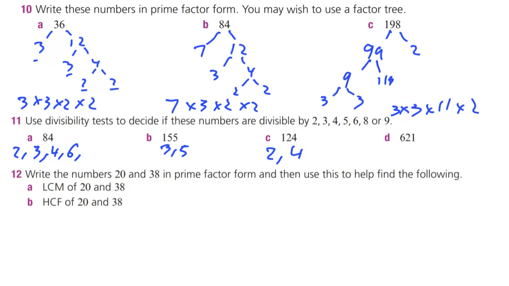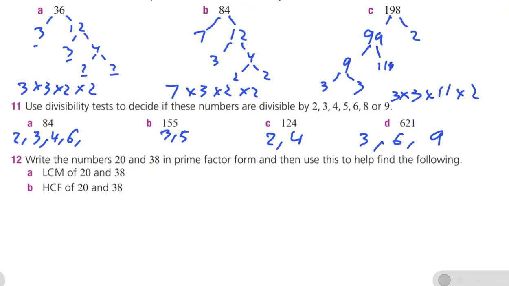6, 2, and 1 is 9, so it's going to be divisible by 9, which means it's also divisible by 3, which also means it's divisible by 6. It's not an even number, so it's not divisible by any of the others. It doesn't end in 5 or 0, so it can't be divisible by 5.